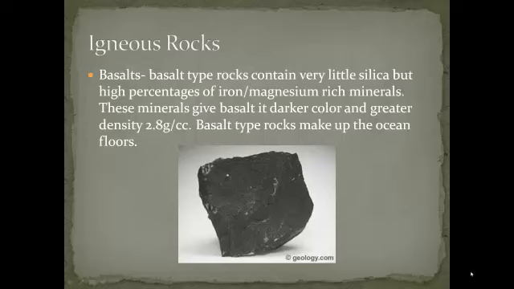The other major type of igneous rock are the basalts. The basalts contain very little silica, but they contain a high percentage of iron and magnesium rich minerals. These minerals are really what give basalt its darker color. Basalt type rocks make up the ocean floor. Their density is about 2.8 to 2.9 grams per cubic centimeter, and this higher density causes basalt to sink. Hence, it forms the floor of the oceans, where the granite actually floats, and again, the granite is our continental crust.